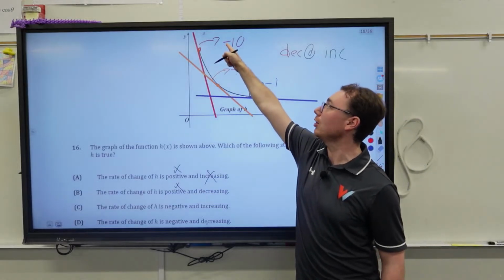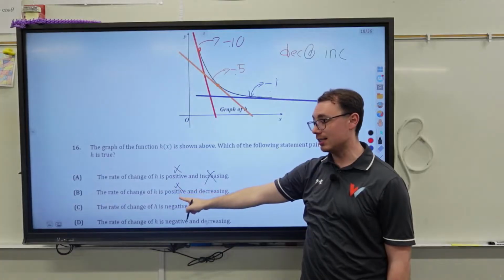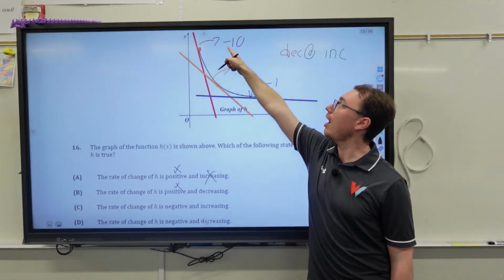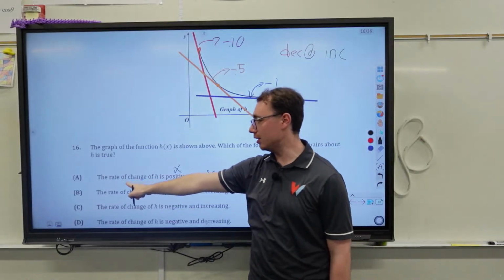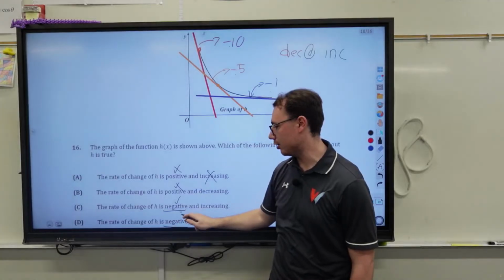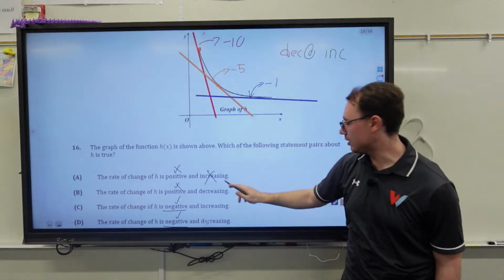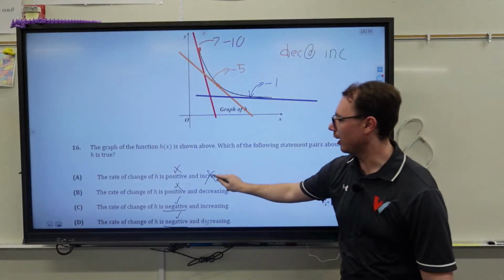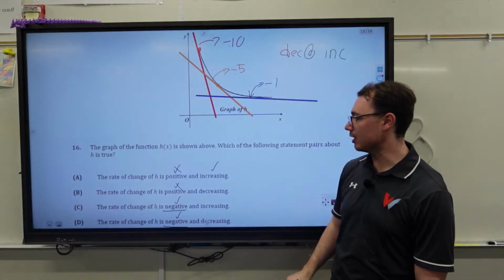So these values are negative. So we know that the rate of change is decreasing. These values are negative, so we know that this is not a positive rate of change. It has to be negative rates of change. This value is increasing. I flip those around. The rate of change is increasing in this case.